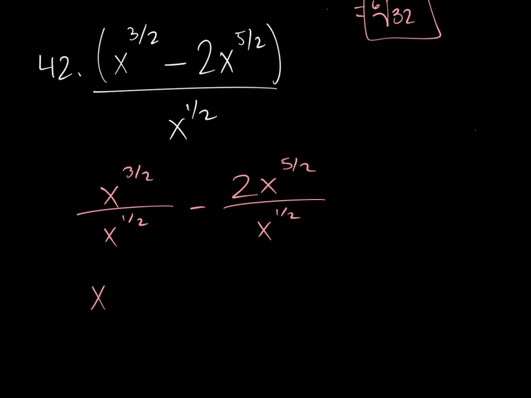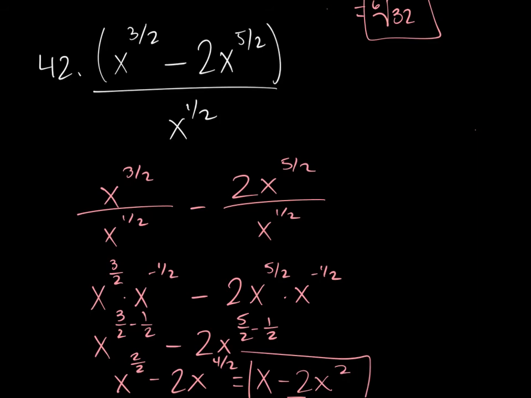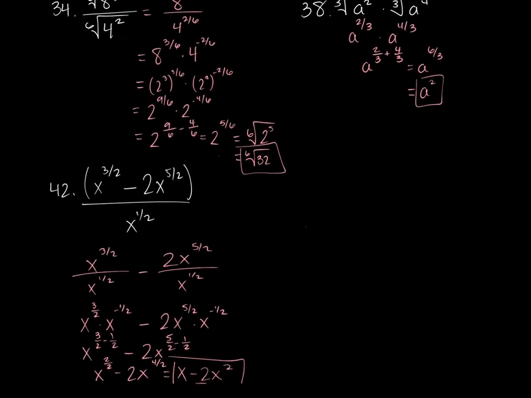So I get x to the 3/2 times x to the negative 1/2 minus 2x to the 5/2 times x to the negative 1/2. My bases are the same, so I can combine. I've got x to the 3/2 minus 1/2 minus 2x to the 5/2 minus 1/2. So then this is x to the 2 over 2 minus 2x to the 4 over 2, which reduces in the powers to x minus 2x squared.